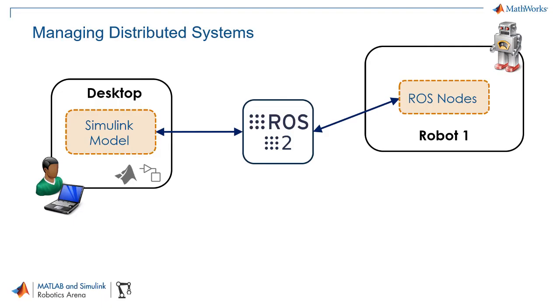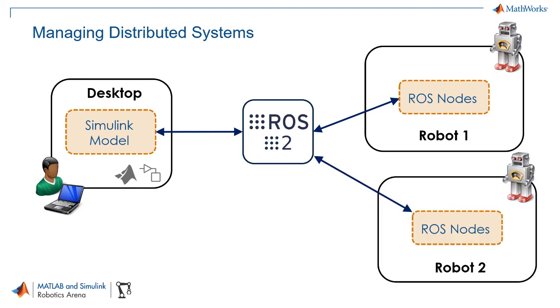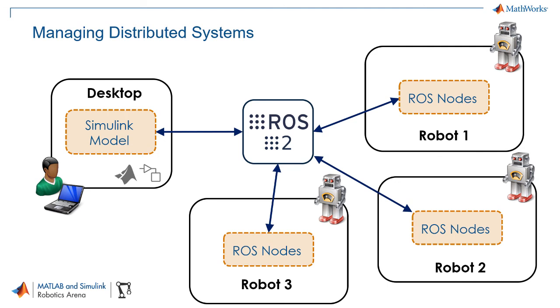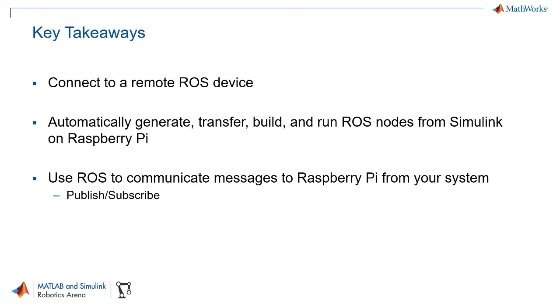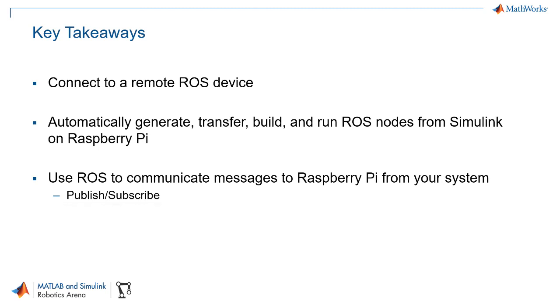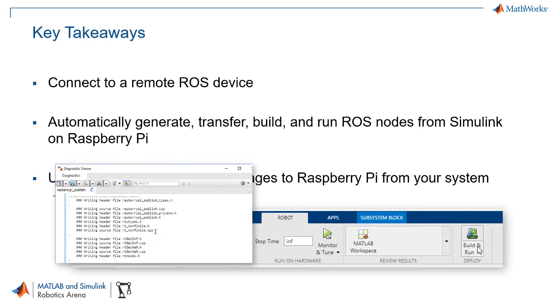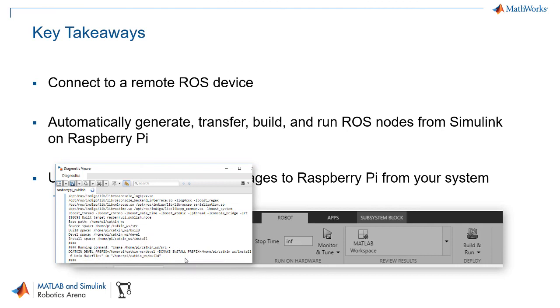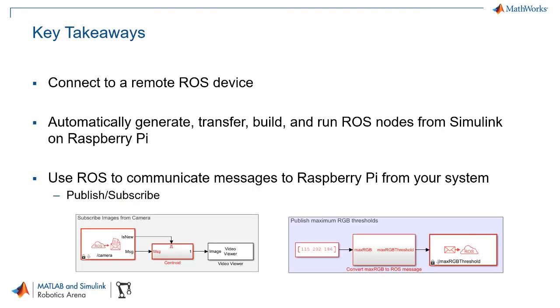Similar to the way we have developed a Simulink model on the Raspberry Pi, we could manage a distributed system by deploying different models on different supported hardware and have them communicate over ROS. Coming to the key takeaways from this video, we learned how to connect a remote ROS device using the Simulink toolstrip. We learned how to automatically generate, transfer, build, and run ROS nodes from Simulink. And finally, we learned how to communicate messages to Raspberry Pi from our system and vice versa.